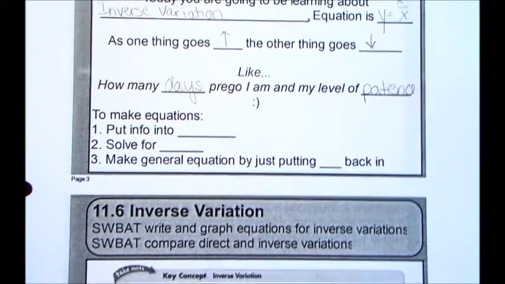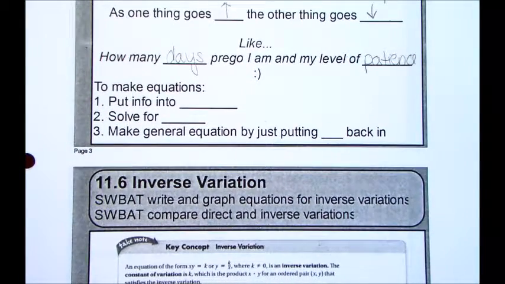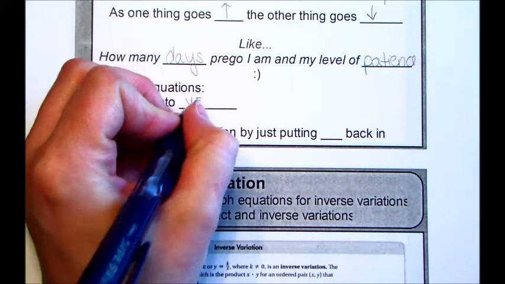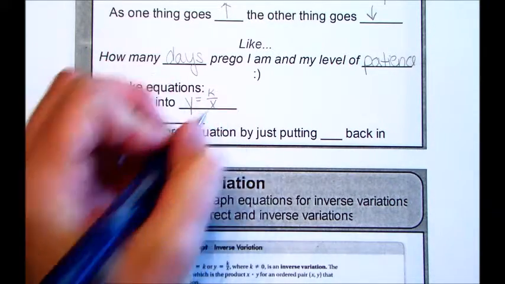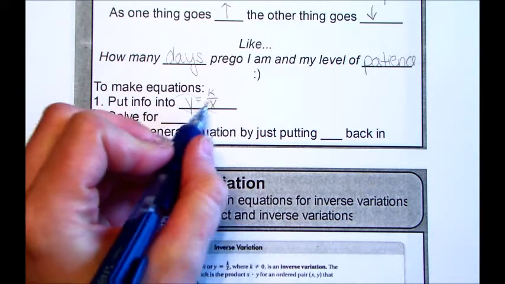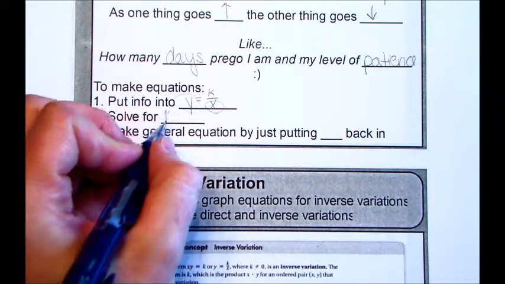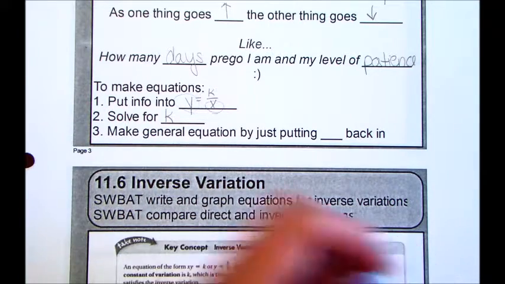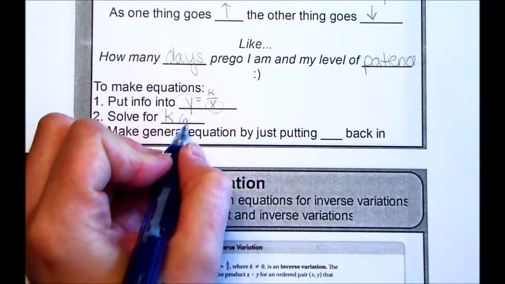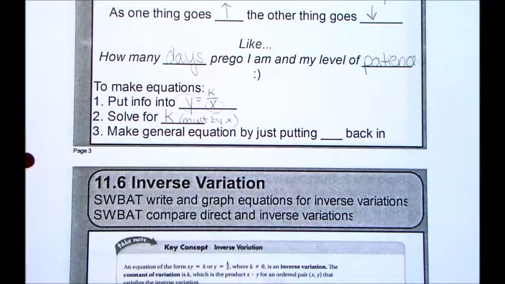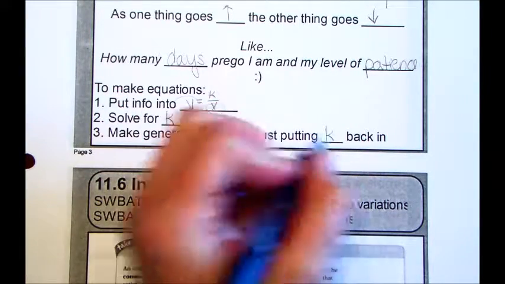And if the directions say to make an equation, here's how you're going to do it. You're going to put your info into the equation y equals k over x. You will probably be filling in for y and for x because you're going to have to solve for k. P.S. To solve for k, you need to multiply by whatever x is. And number 3, you're going to make your general equation just by putting k back into your equation.